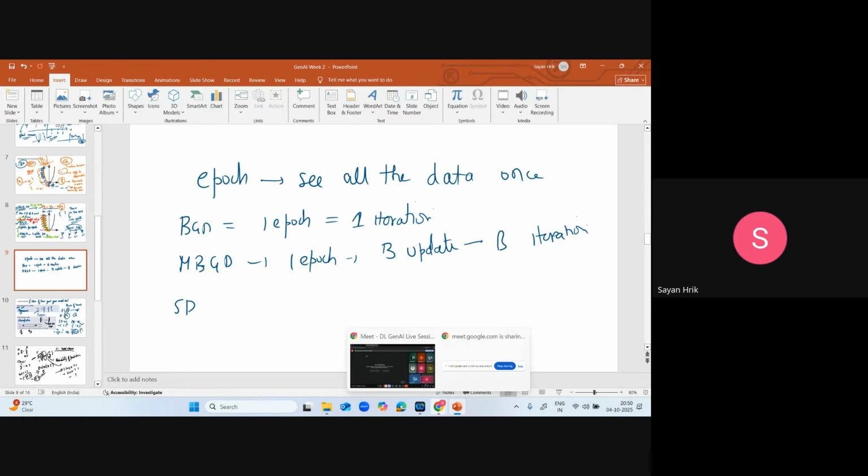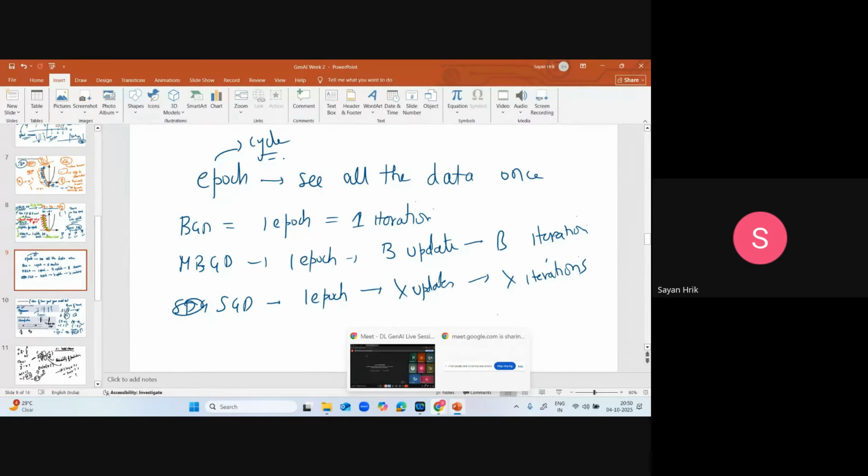And in SGD, I have one epoch again. Suppose I have X data points, I have X updates, and that's why I have X iterations. So seeing the entire data once is a complete cycle. You can think of it as a cycle where you see all the data once. That is called an epoch.